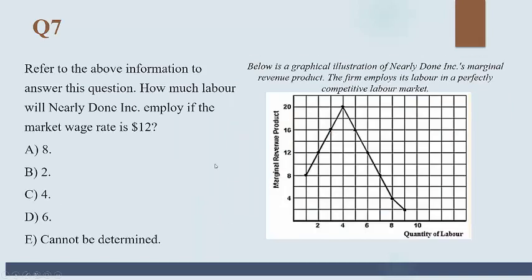Okay, next question. It says to look at the diagram here. So this is actually a chart or diagram of Nearly Doan's marginal revenue product curve. So we can see it increases and then decreases. So diminishing return sets in around here. So we know the demand curve is only going to be this downward sloping portion. So the question is asking, how much labor will Nearly Doan Inc. employ if the market wage rate is $12? Okay, so hit pause and try and answer it.